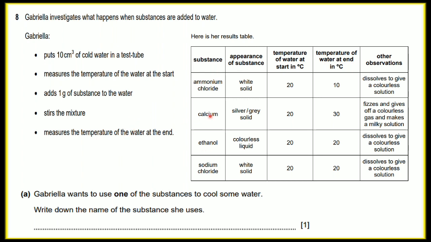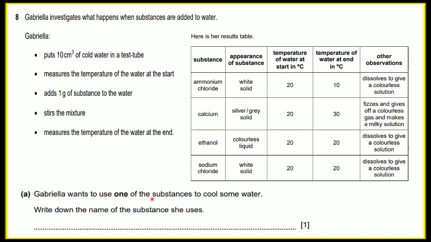So when he put ammonium chloride, the temperature at the start was 20 degrees and the temperature dropped. So that's an endothermic reaction, the temperature drops. Then when he put calcium, the temperature rose to 30, giving out hydrogen. That is an exothermic reaction. Ethanol in water dissolves, but there is no temperature change, so there is no reaction. Sodium chloride, salt, is soluble in water, but the temperature remains the same.